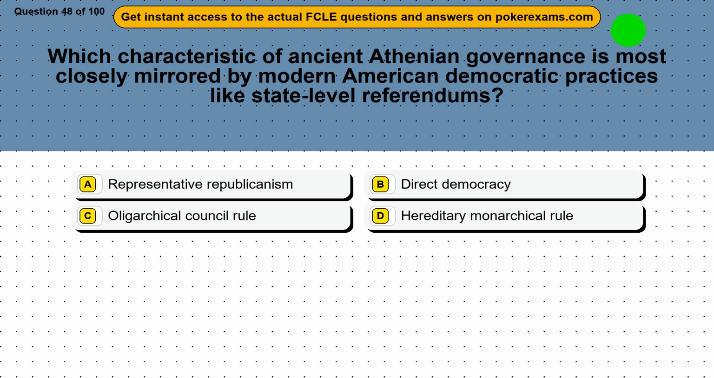Question 48. Which characteristic of ancient Athenian governance is most closely mirrored by modern American democratic practices like state-level referendums? Option A, representative republicanism. Option B, direct democracy. Option C, oligarchical council rule. Option D, hereditary monarchical rule.